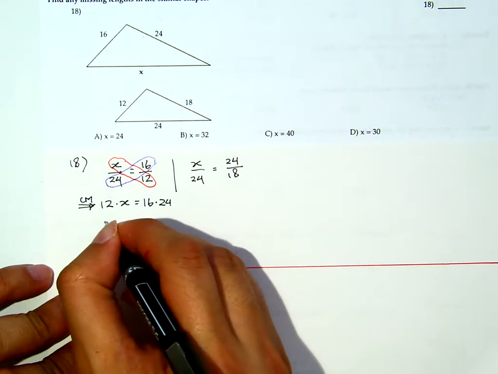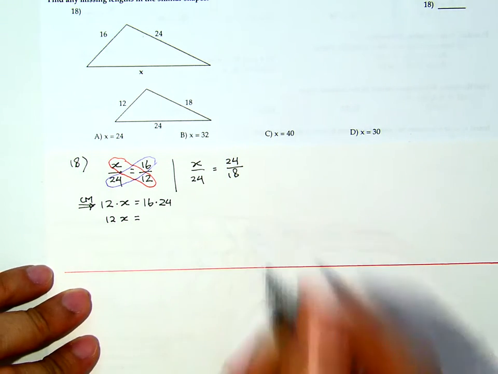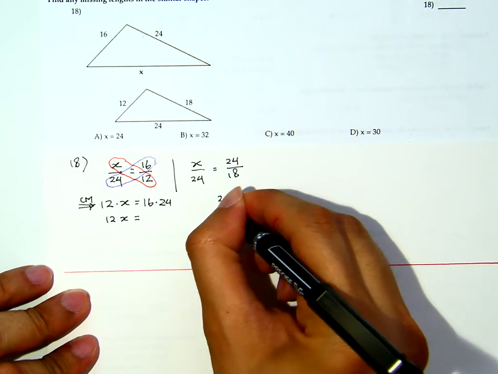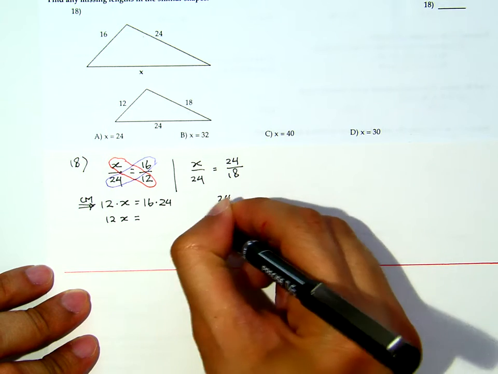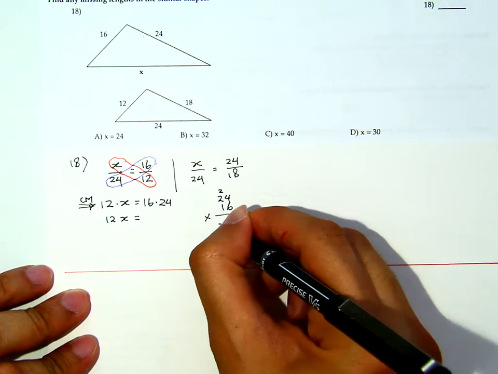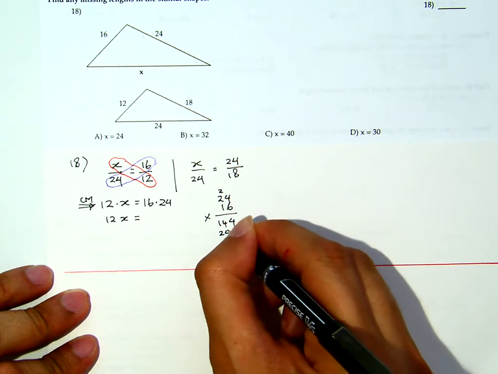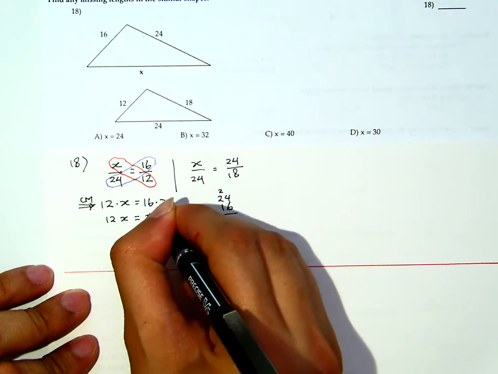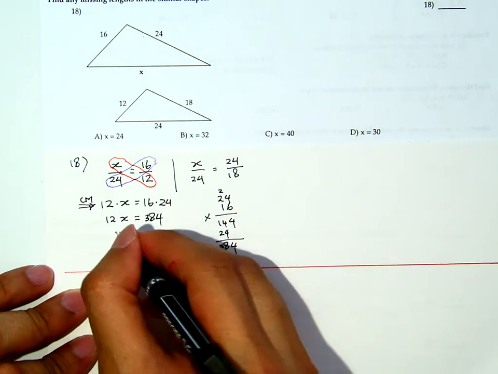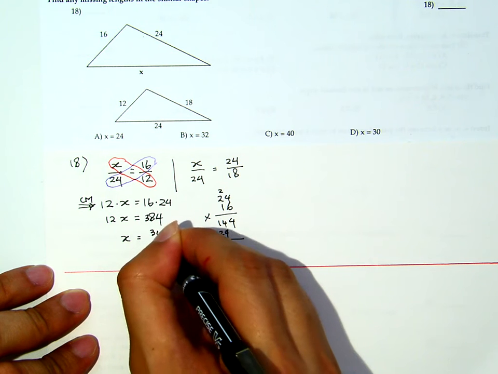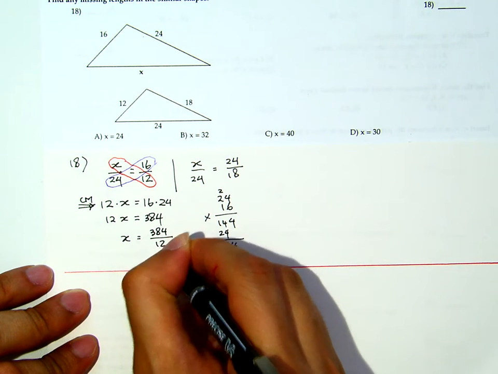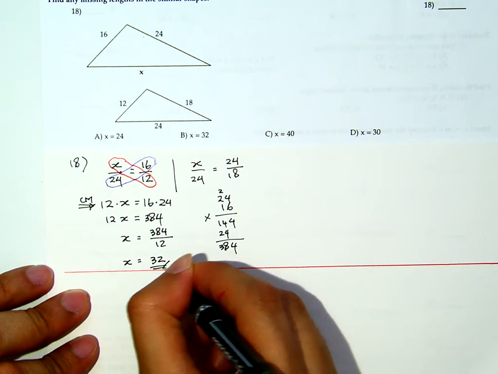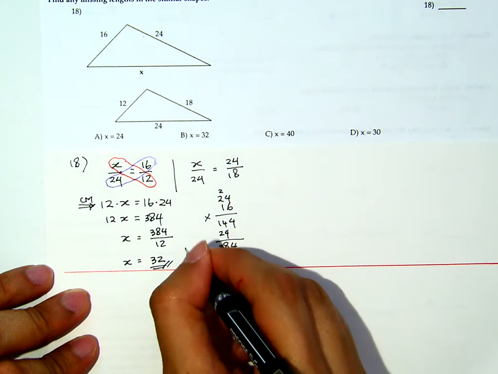Now then this will be 12x equals, what is 16 times 24? Let me do it here. 24 times 16, 4 times 6 is 24, 4 times 2 is 8, plus 2 is 144... 1 times 24 is 24, so 384. So x equals 384 over 12, and if you divide that, I think you will get 32. Therefore the answer is B.